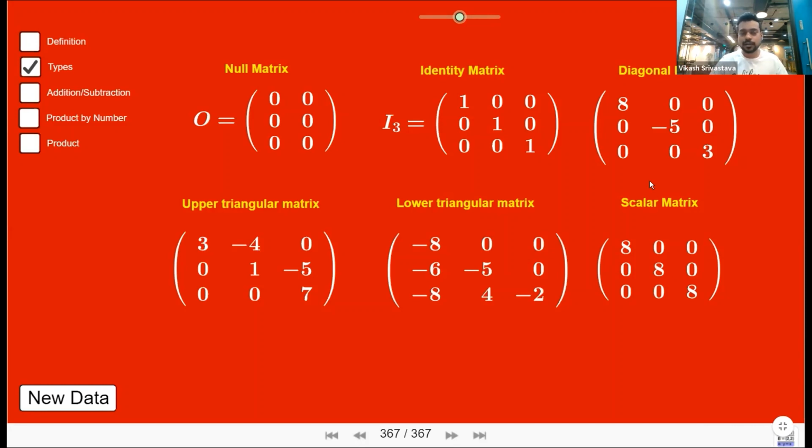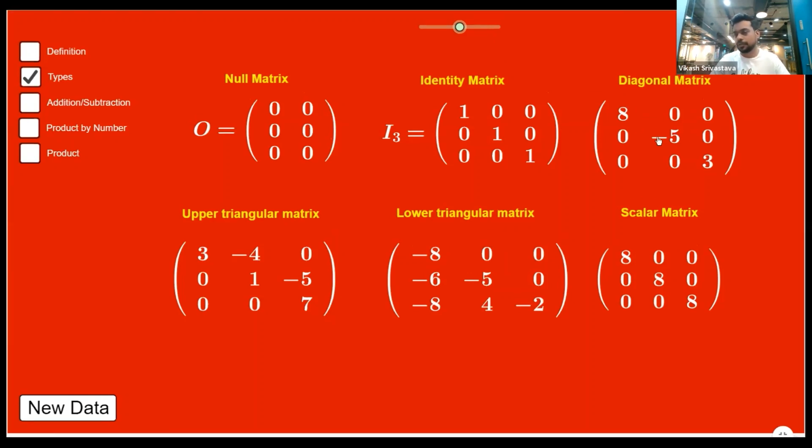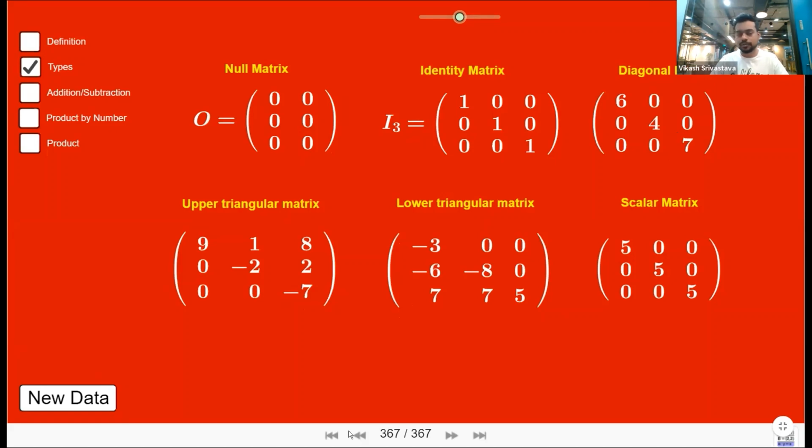Smoothie is asking, can a 3 by 3 null matrix be called a diagonal matrix? That's a pretty interesting question. I think so. In the case of a diagonal matrix, the diagonal elements will be non-zero, so in that case it will not be a null matrix. Your diagonal elements have to be non-zero. They are not necessarily equal, as you can see, it is either 8, -5, 3. These elements will be different, but they will not be equal to zero. So I hope you got your answer. All right, let's move ahead.